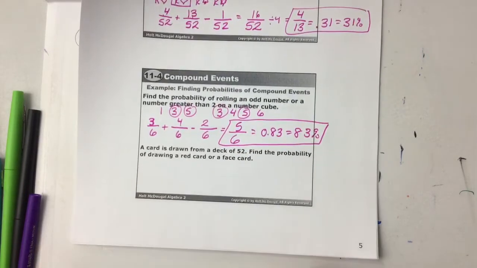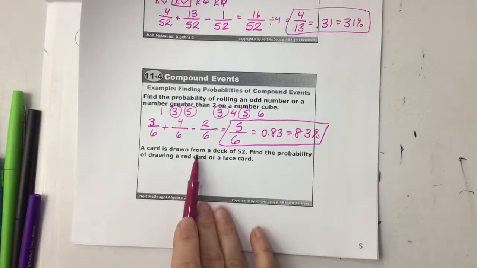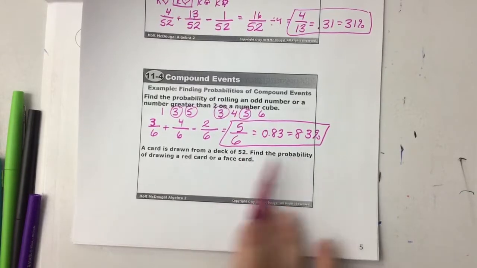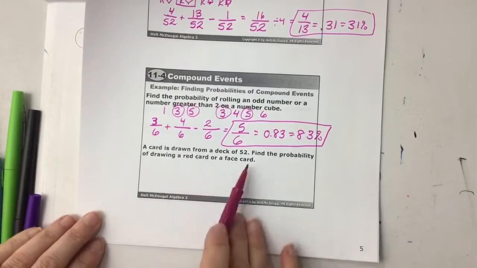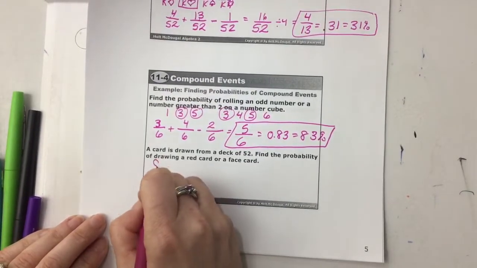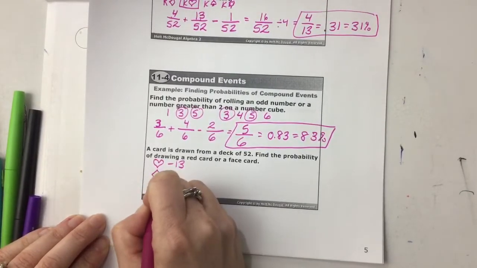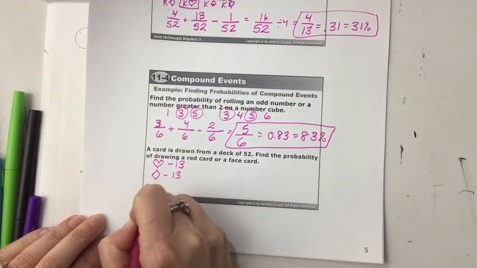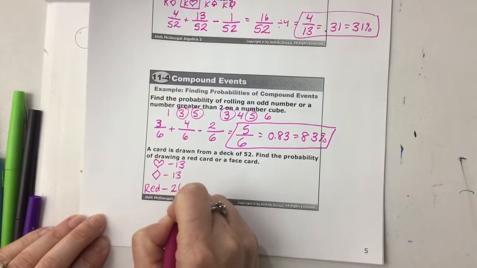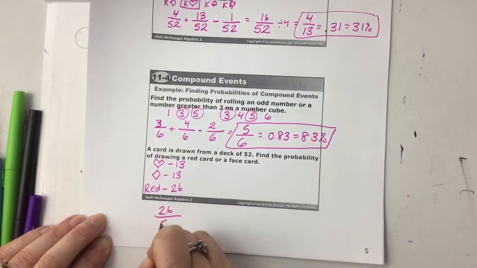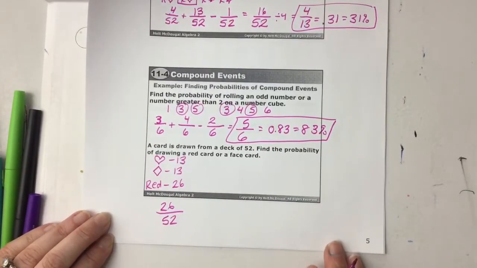Okay, let's look at another one. A card is drawn from a deck of 52. Find the probability of drawing a red card or a face card. Okay, there are 2 suits that are red. Hearts are red, and there are 13 of them. Diamonds are red, and there are 13 of them. So if we are looking at red cards, there are 26 red cards out of the 52.